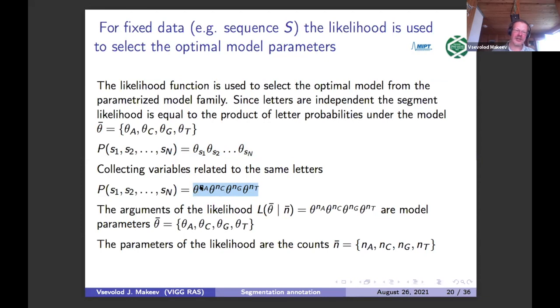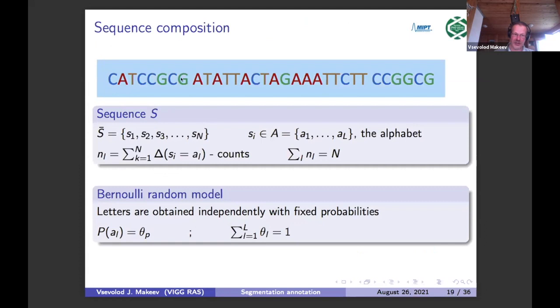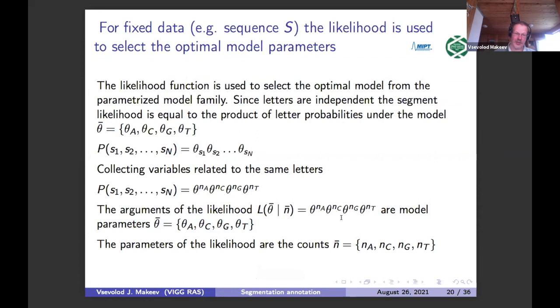So the real statistics depends not on the letters, but on the counts. That's called sufficient statistics, I suppose. That's the number of counts here. So the arguments of the likelihood are the model parameters, those quartets of variables, and the parameters of the likelihood function are counts. For this particular segment, we fix the counts, which are considered to be given, inferred from the segment, and we vary the model parameters and maximize the thing.